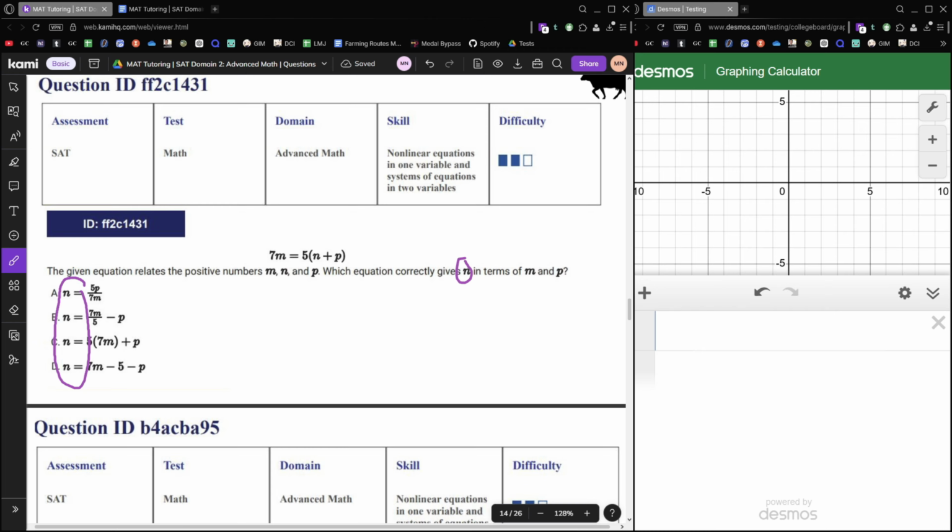Let's just go ahead and solve this the good old algebra way. So the first thing we gotta do is divide the entire thing by 5 so we can get those two out of the parentheses. So we get 7m divided by 5 is equal to n plus p. Then we need to subtract p from both sides to get n by itself, and we get that n is equal to 7m divided by p minus 5.